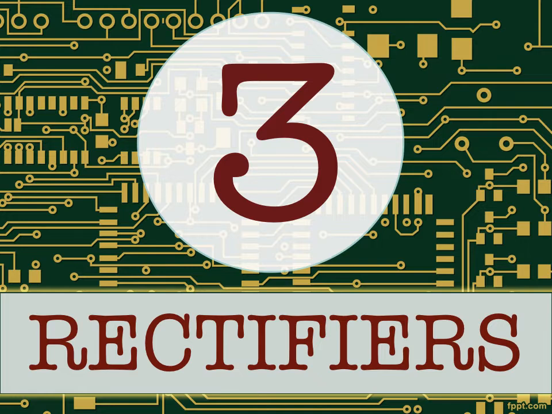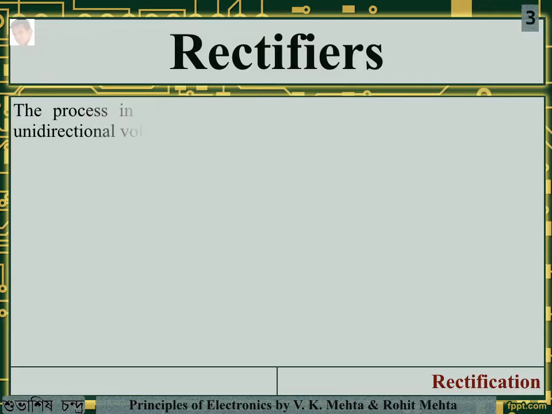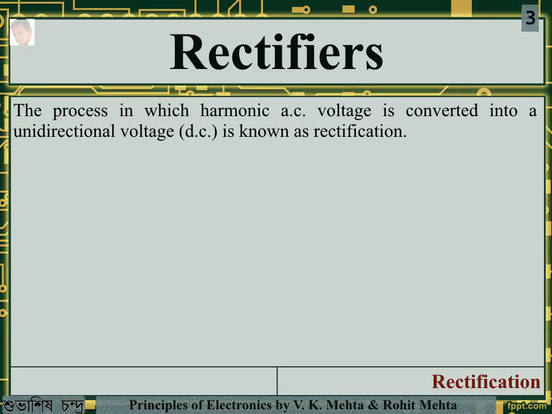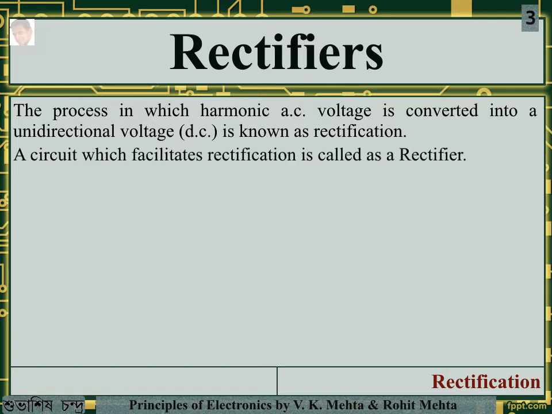The first question arises: why do we require a rectifier, and what is a rectifier? Rectification is a process in which a harmonic AC voltage can be converted into a unidirectional voltage, which is also called the DC voltage. This process is called rectification, and the circuit which can achieve this is called a rectifier.